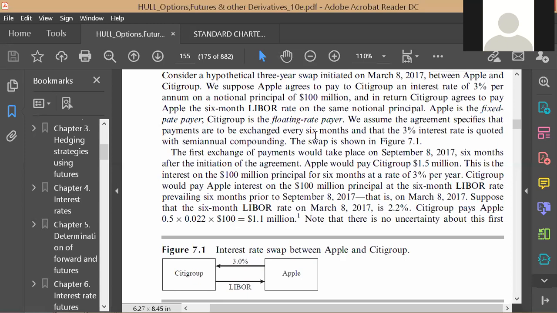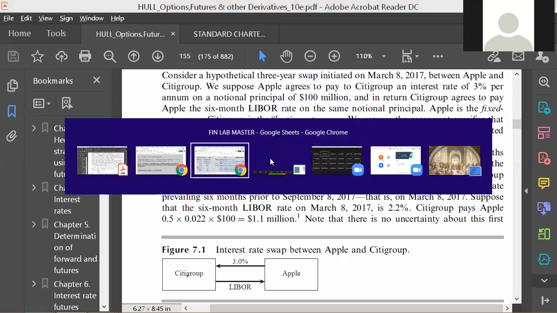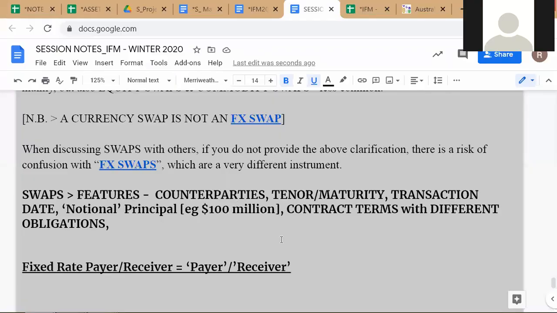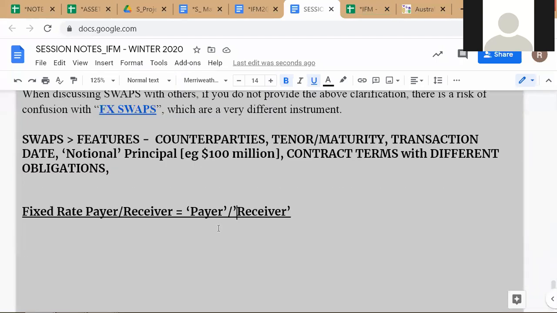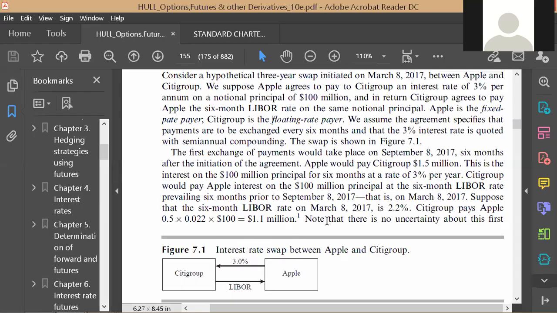So what will happen here? Let's look at the contractual obligations now, how the structure works. Now we are focusing on the contract terms with different obligations. How does it work? That's where you see the diagram. We can maybe come down a little bit. I don't know if it goes down smoothly. It just seems to jump onto the next page.